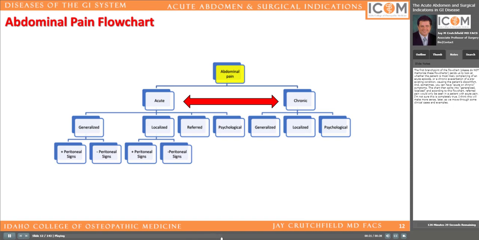The flowchart then splits into generalized, localized, and according to this flowchart, referred pain would only be seen in a patient with acute pain. I'm not sure that this is completely true. I think that this will make more sense later, though, as we move through some individual clinical cases and examples.